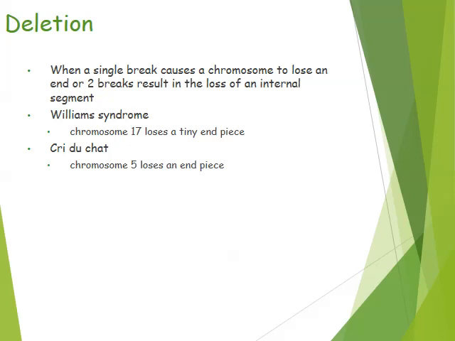Cri-du-chat syndrome is where, on chromosome number 5, a small section of the end is lost. The name comes from the term "cry of the cat" due to the sound that's made when these infants cry. They're born with a small head, very low muscle tone, low set ears, small jaws, and a round face.